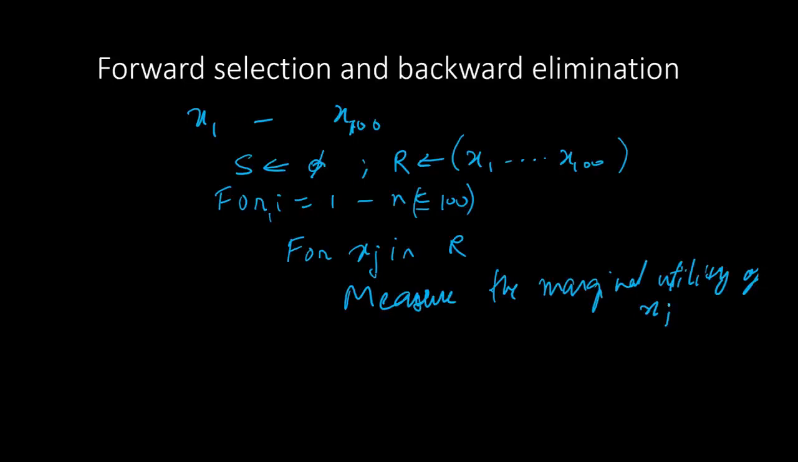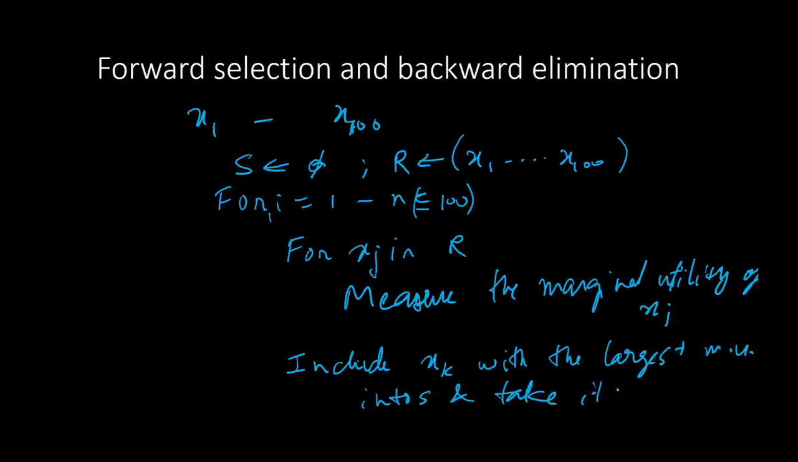Once we have done that, then what we will do is include xk with the largest marginal utility into S and take it out of R. So basically we are moving variables one by one from R to S, and each time we are finding the one that has the largest marginal utility and we are moving it to S.